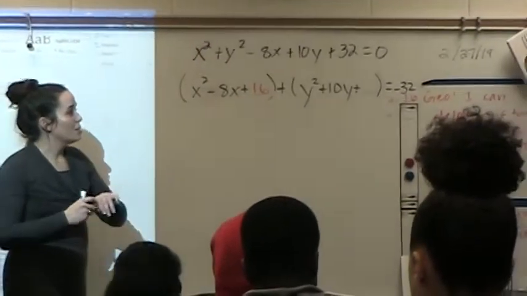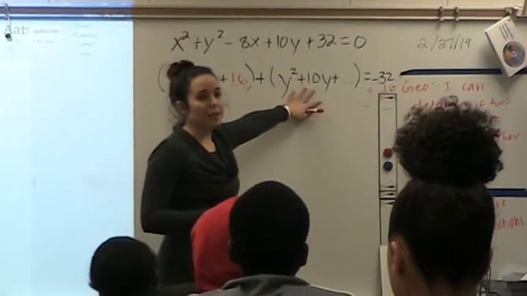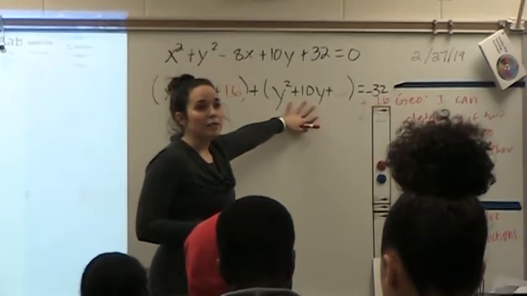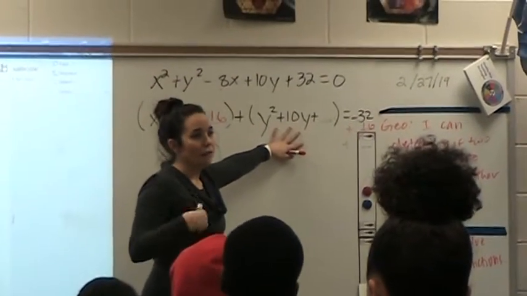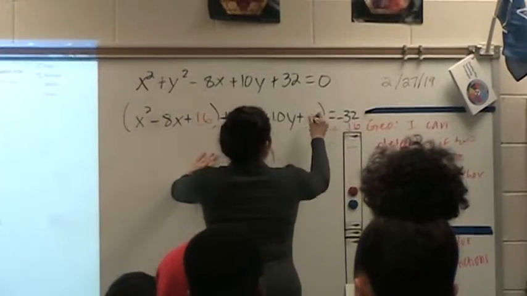Okay, now let's look at our y terms. What's my b term? 10. What's 10 divided by 2? 5. 5 squared? 25. Okay. 25.